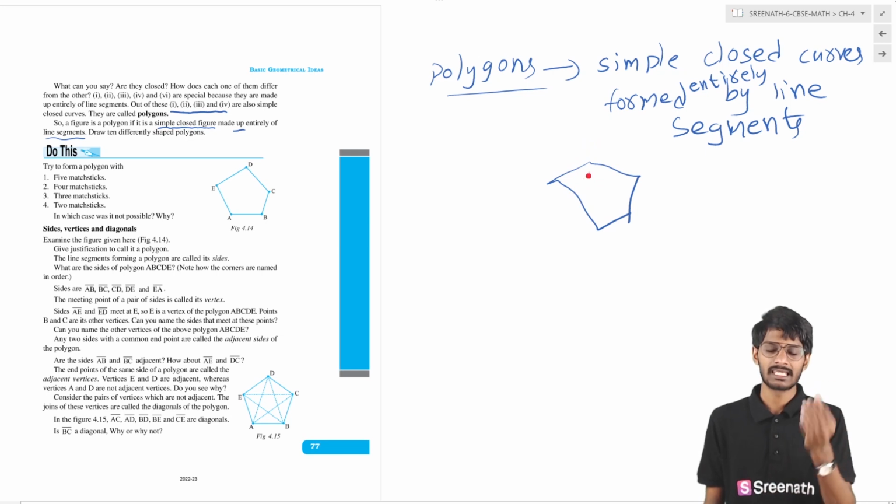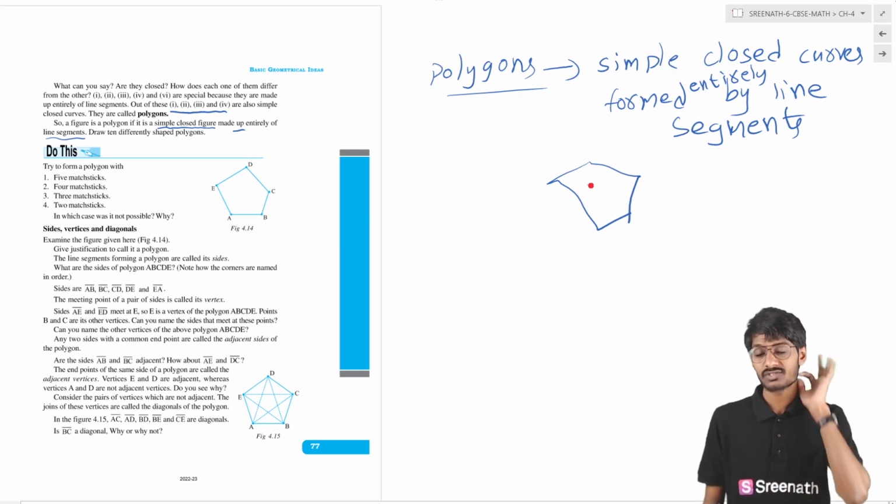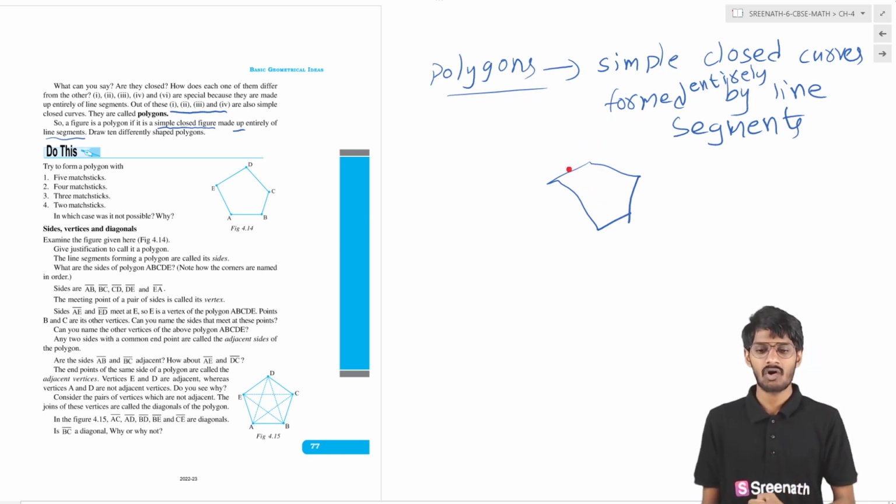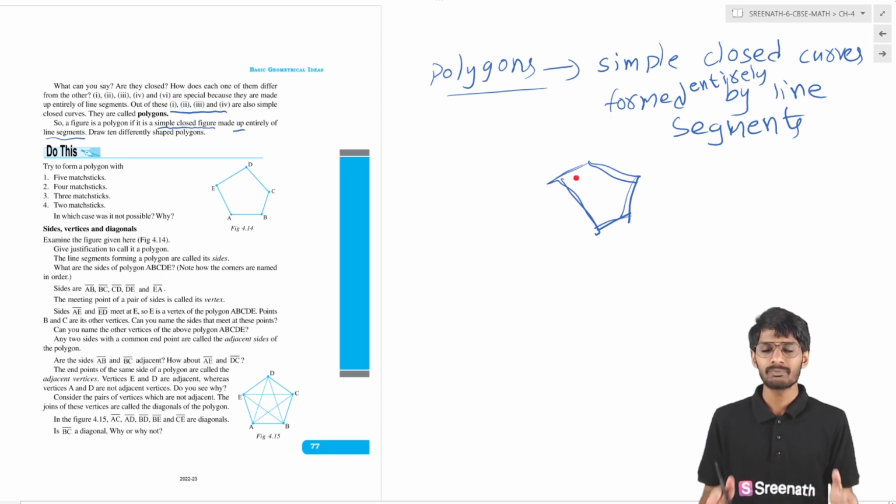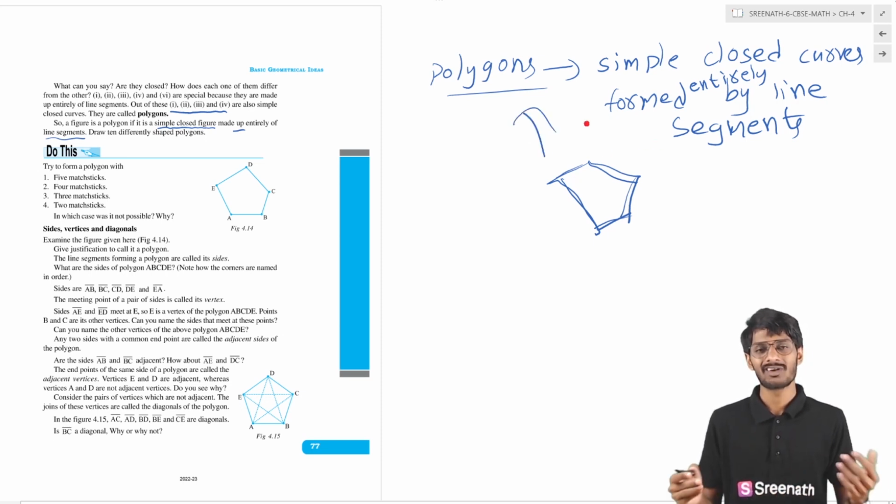So whenever there is a simple closed curve and it is formed entirely by line segments, here this is one line segment, this is another line segment, this is another, and this is another. These are line segments only. So a simple closed curve formed by line segments we call a polygon, friends.